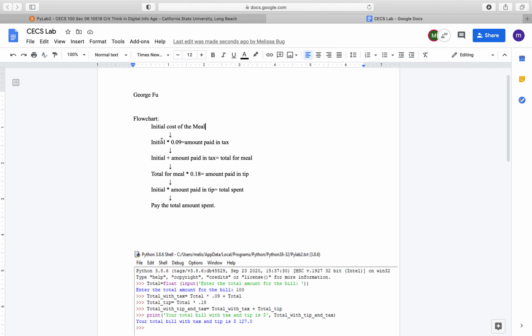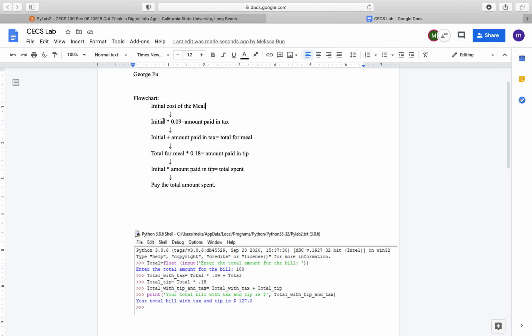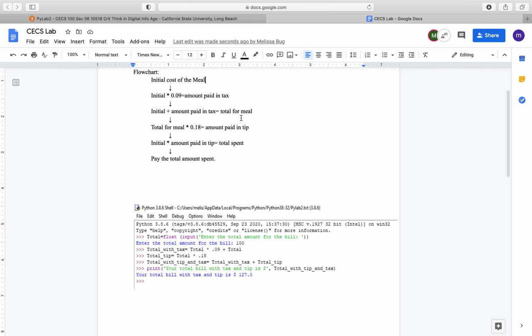So of course the first thing we do is get the initial cost of the meal and multiply it by the 9% sales tax to get the amount paid in tax. Once you have the amount you have to pay in tax, you can just add it to the initial, and then that's your total cost for the meal.